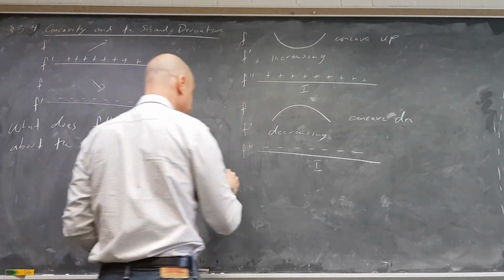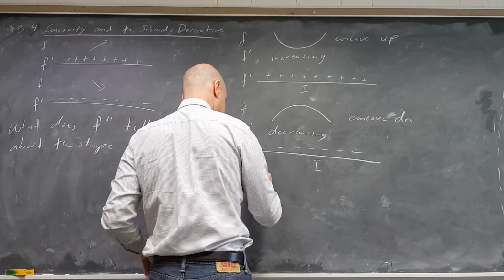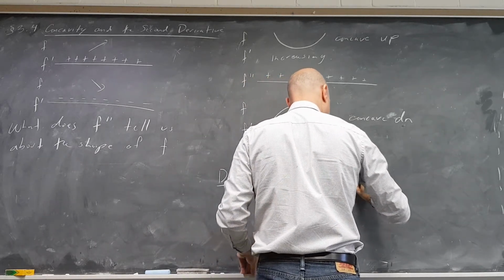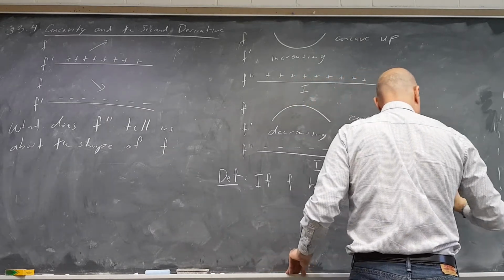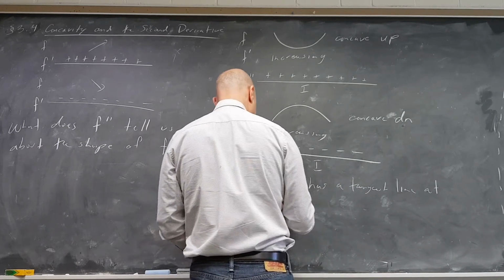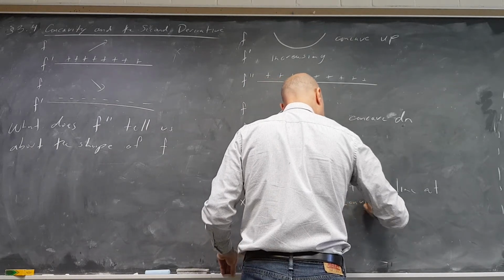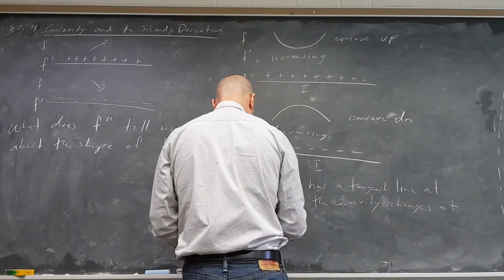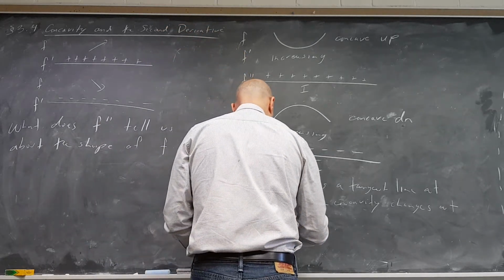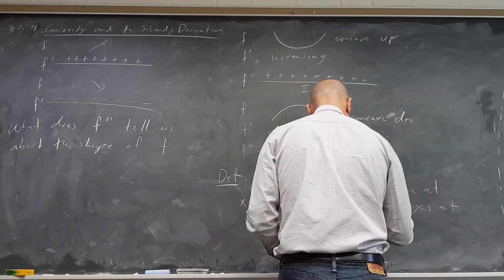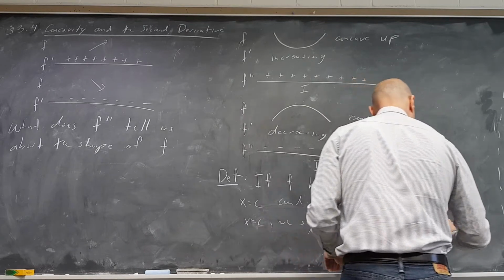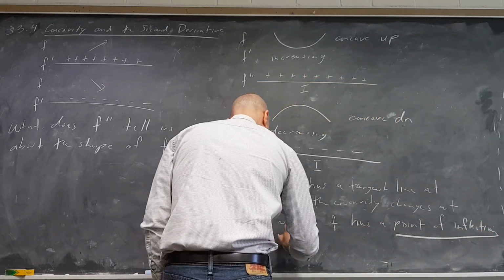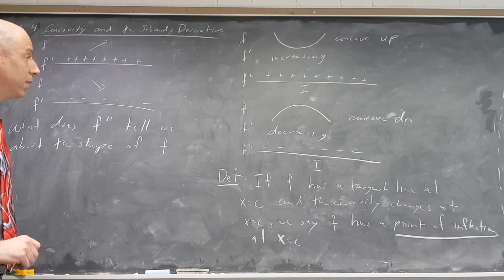So I have one more definition to give you. If f has a tangent line at x equals c, and the concavity changes at x equals c from down to up or from up to down, we say f has a point of inflection at x equals c.